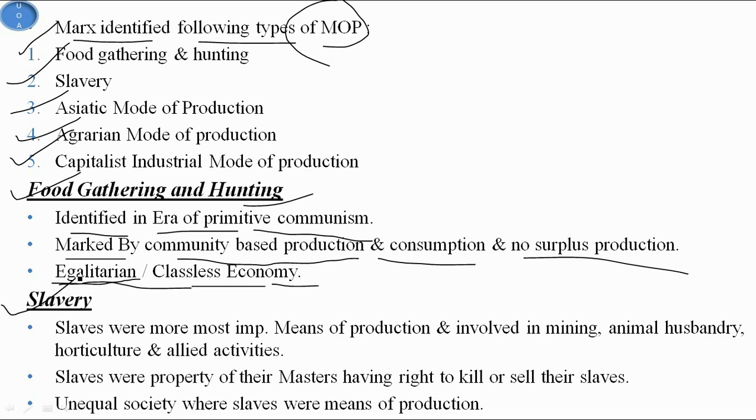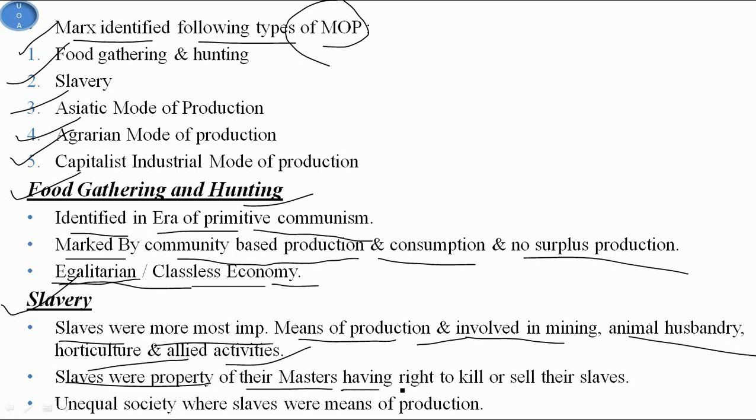The next one is slavery. Here slaves were the most important means of production. As we know, there are two things, means of production and relation of production. Here slaves were the most important means of production, involved in mining, animal husbandry, horticulture and allied activities. Slaves were the property of their masters, who had the right to kill or sell their slaves.